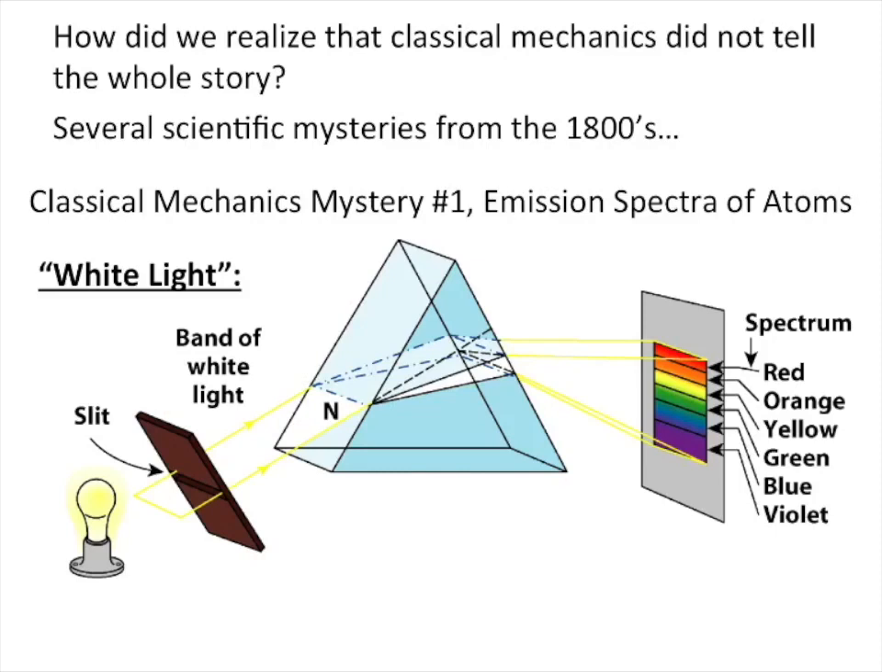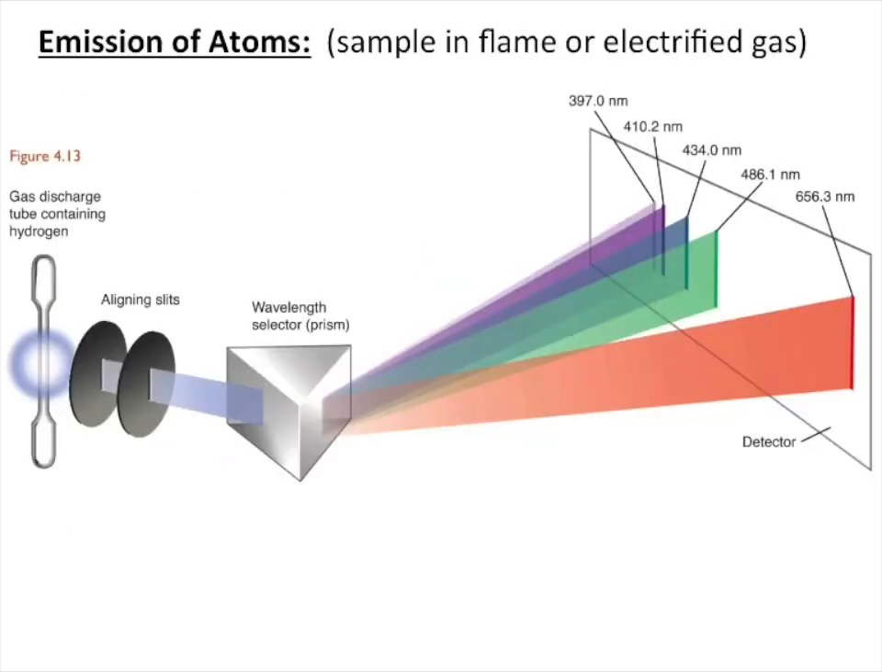All right, so classical mechanics mystery number one, the emission spectra of atoms. So the background here is if you take white light, which is light from the sun or light from an incandescent light bulb, and shine it through a little slit here on the left, run it through a prism, you get a spectrum, all the colors. All the colors you see in a rainbow too, because in a rainbow the water droplets in the air are acting like a prism. Okay, but if you take some hydrogen gas and put it between a couple electrodes and put a pretty high voltage across it, you get light out of it.